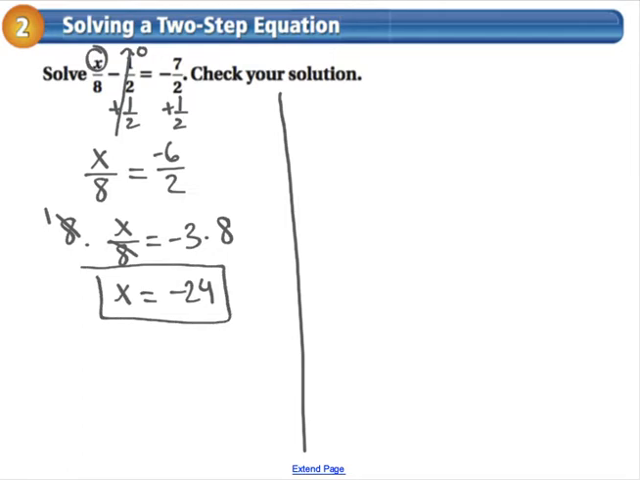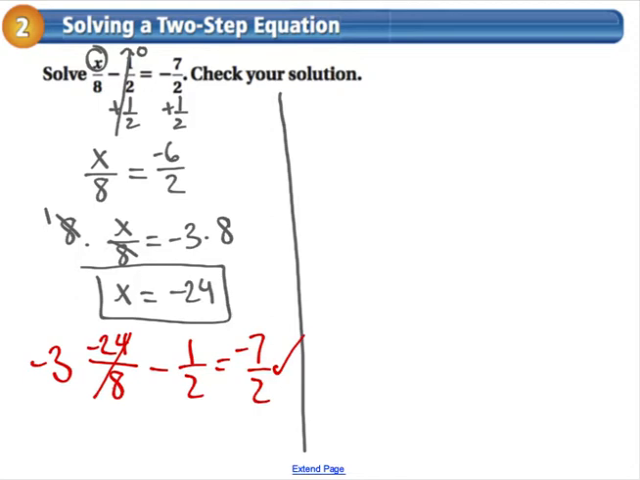And then when we check our solution here, negative 24 divided by 8 minus 1/2 equals negative 7/2. This can actually reduce quite nicely to negative 3. Negative 3 minus 1/2 is negative 7/2, negative 3.5. That actually does check out, and it is correct.